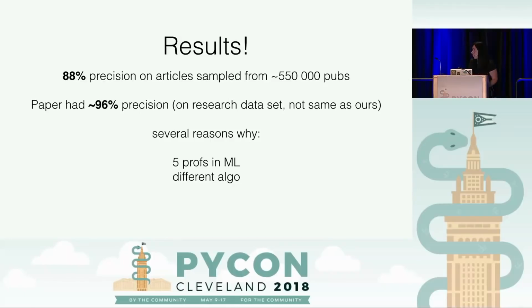So basically, I'm being hand-wavy about how the results are split anyway, but it's about 88%, I think about 90% now, I forgot to change the slide, on articles from about 550 publications. The paper had 96% precision on their research data set, not ours.